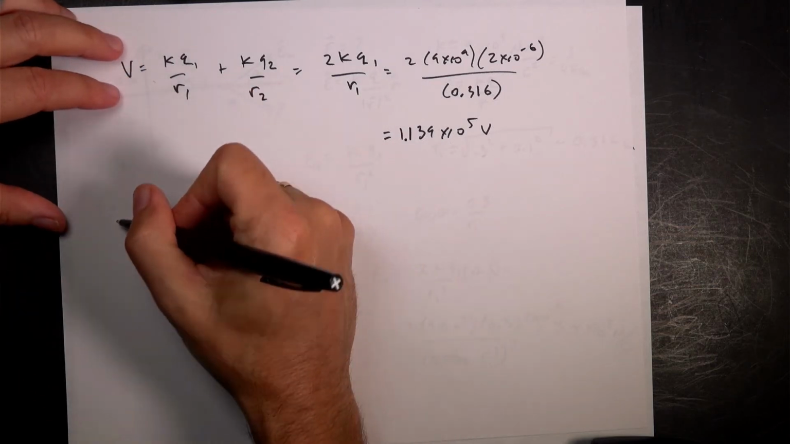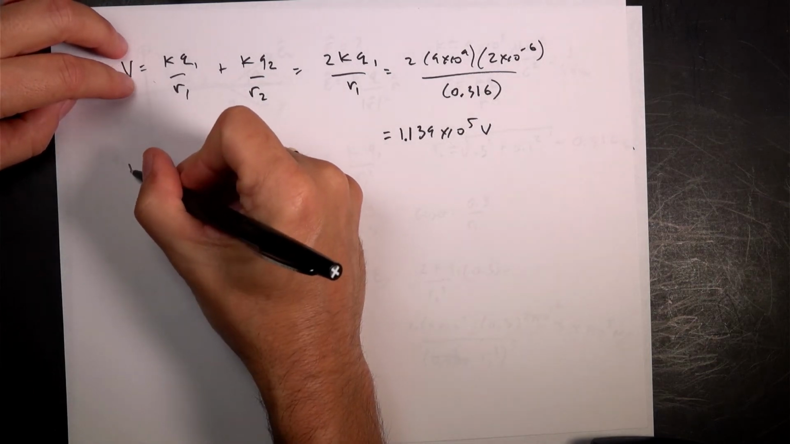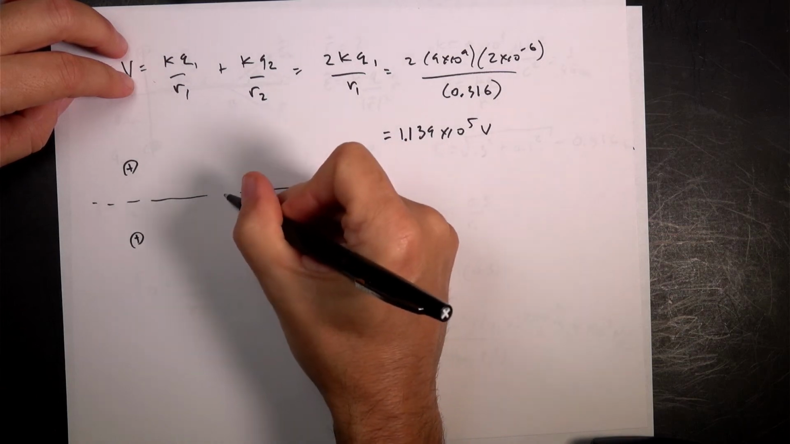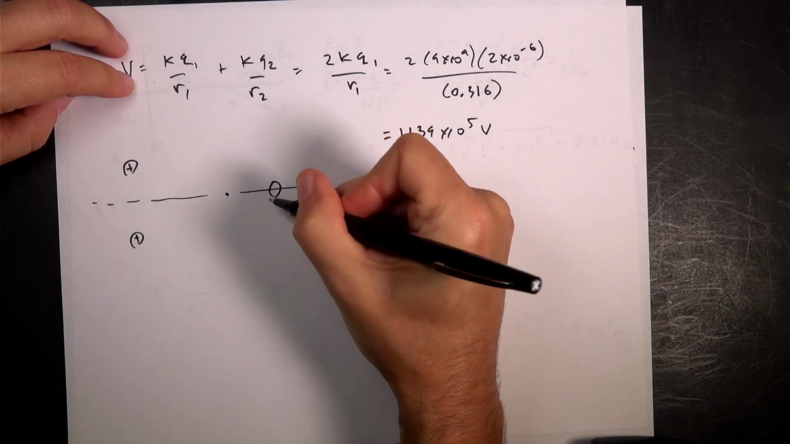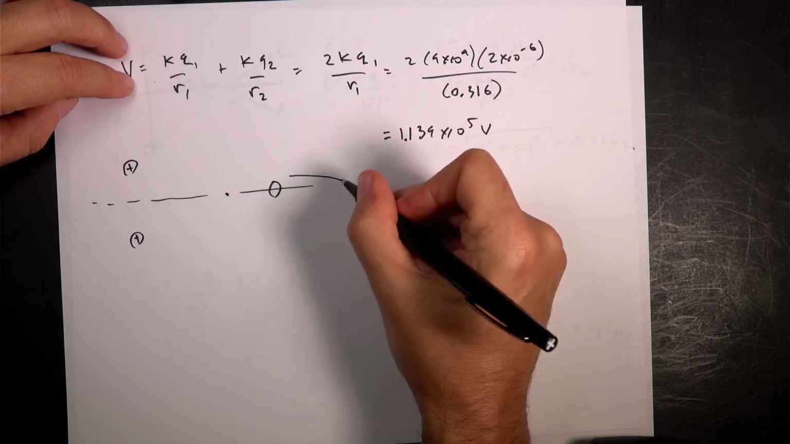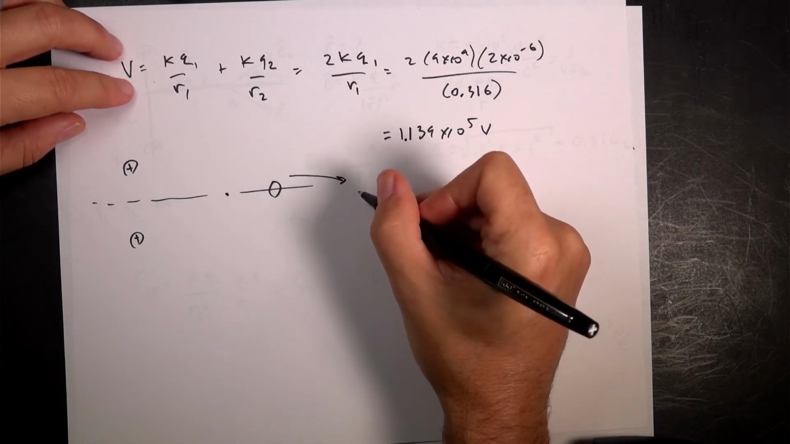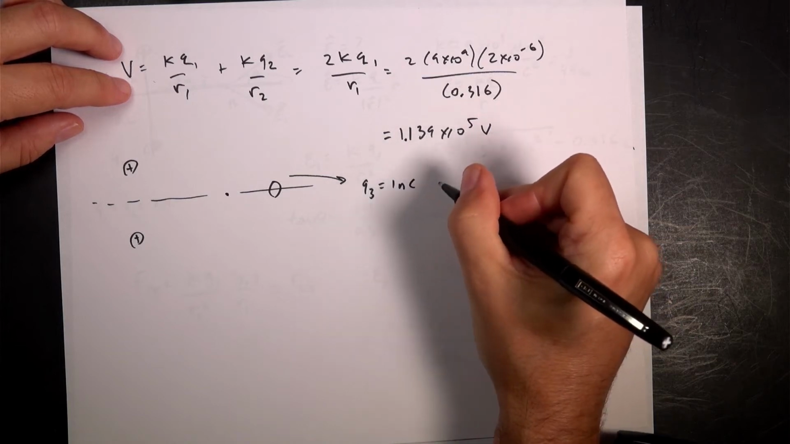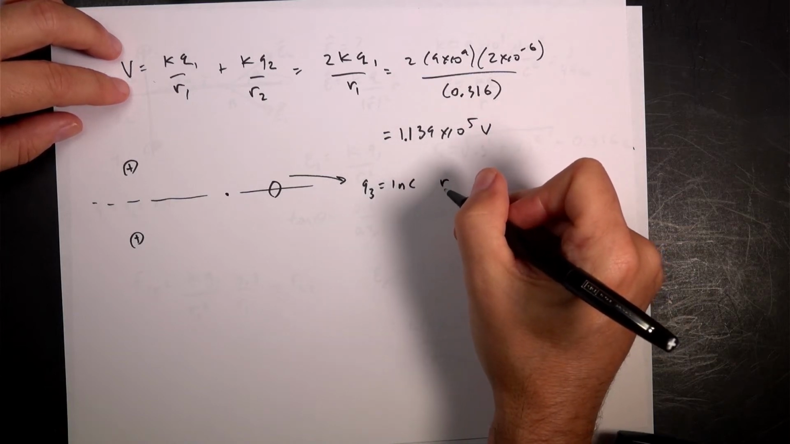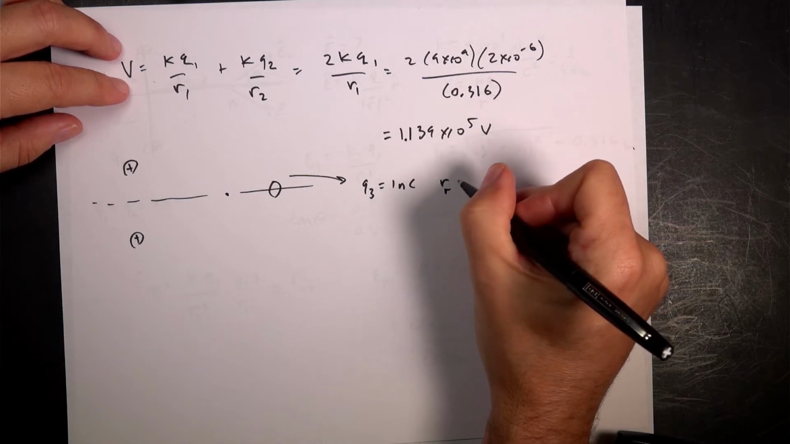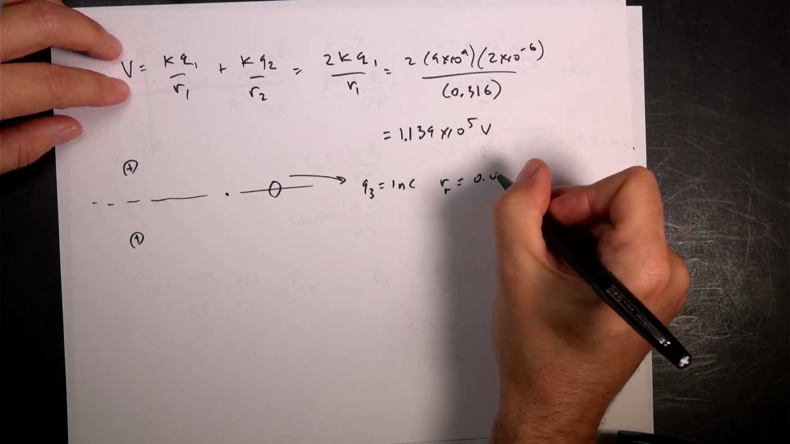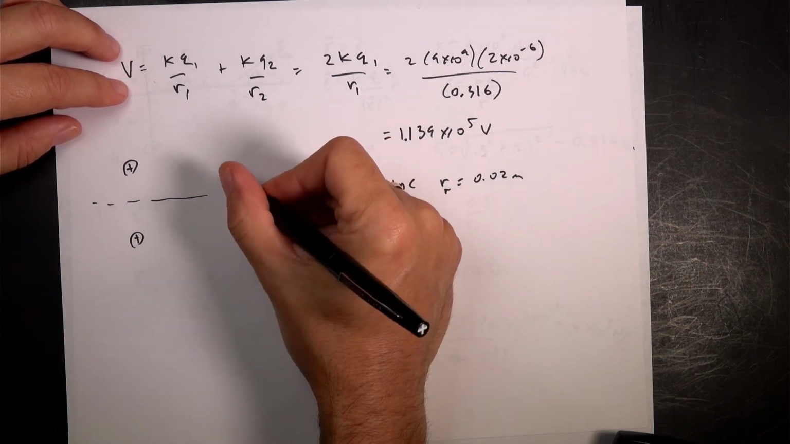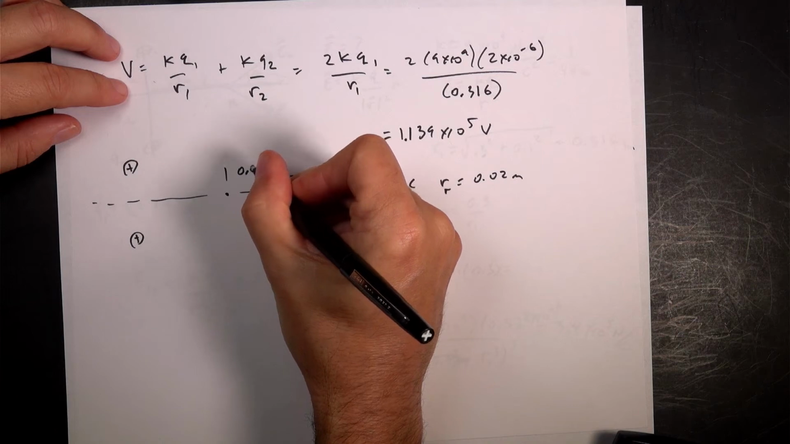But now what happens if I add this ring in? So here I have my positive charge, Q1, Q2, and then here's point B, and then I have this ring of charge. So this ring has a charge, I'll call it Q3, of 1 nanocoulomb, and our ring radius, R, is 0.02 meters. And then this is 5 centimeters. So this distance is 0.05 meters.